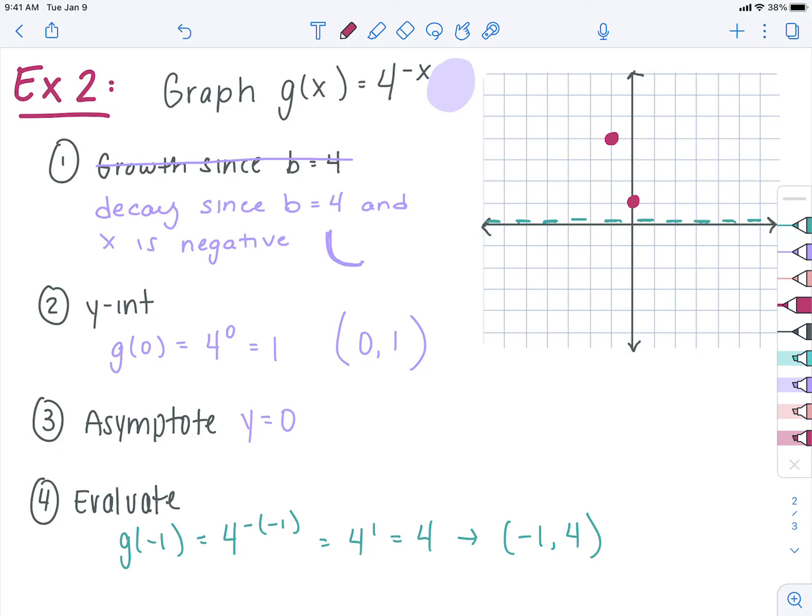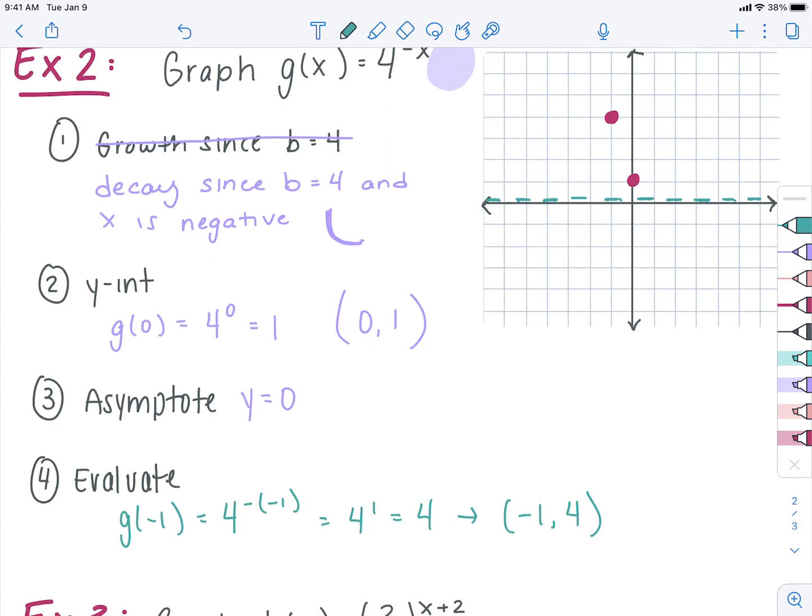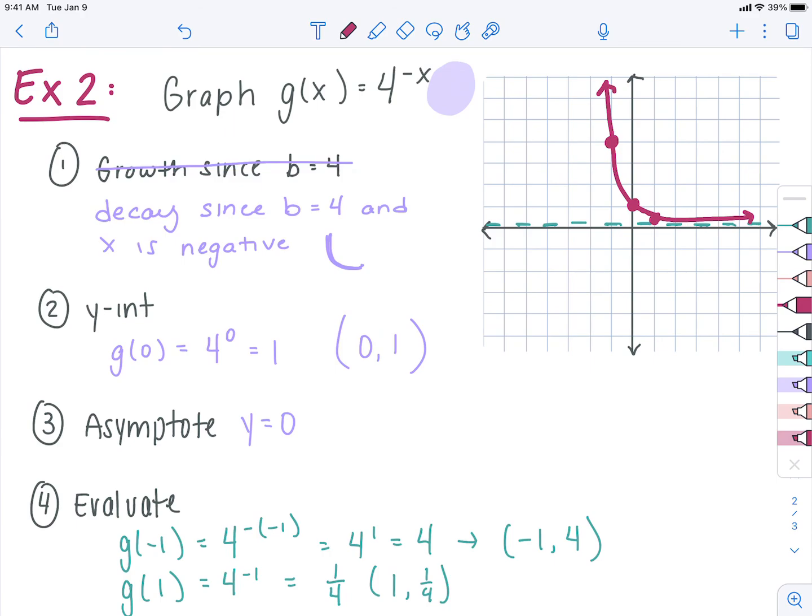Then I want to find g of 1. When I plug in 1, I get 4 to the -1, which is really 1 over 4 because it's negative. So I have the point 1, 1/4, just like here. And I can tell from these points that my graph is clearly going like this. If I wanted to, I could plug in -2 and get a more accurate picture, but it doesn't look like I'm even going to be able to plot -2 on my coordinate grid. So I had enough points to figure out what the picture looked like from there, and I'm done with that graph.